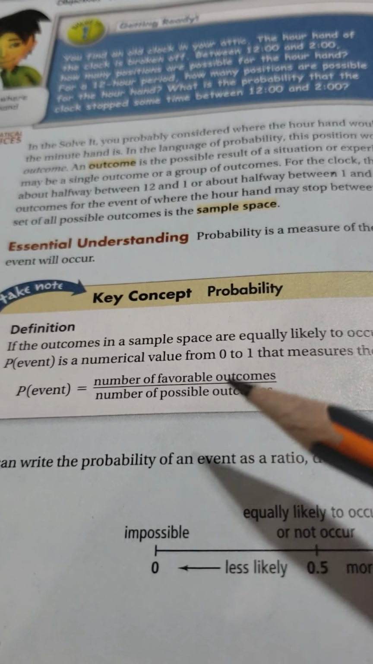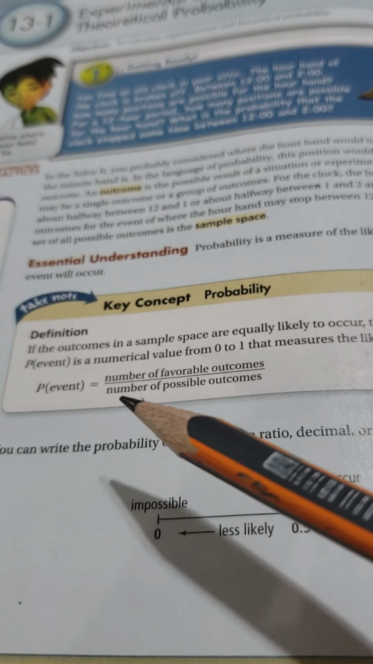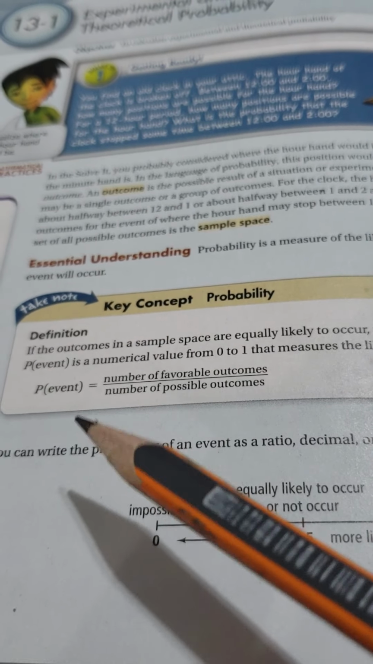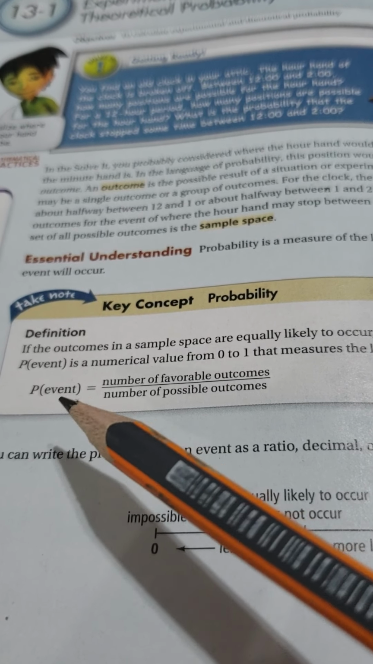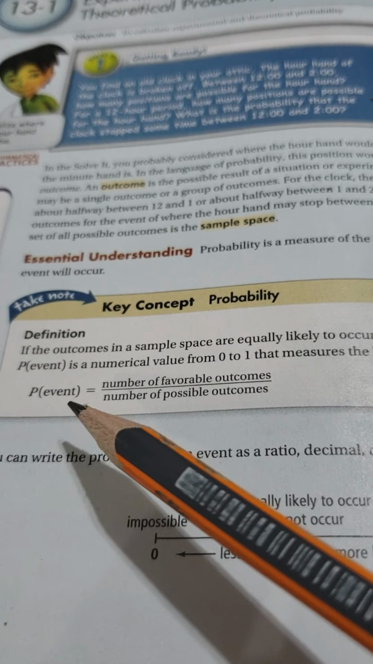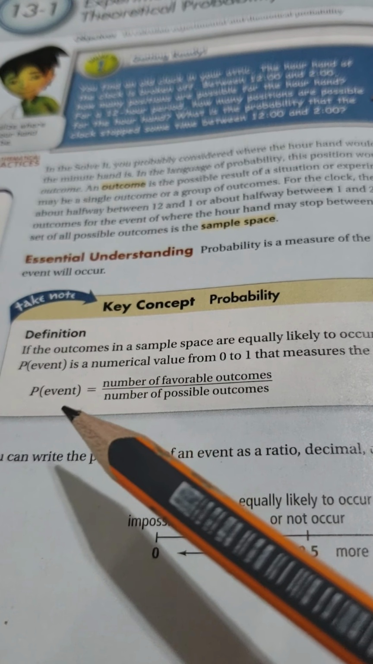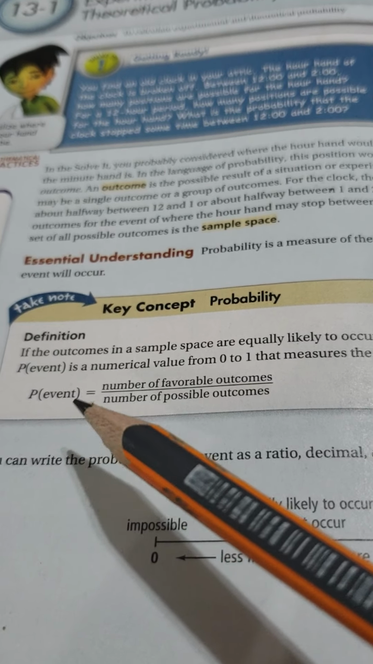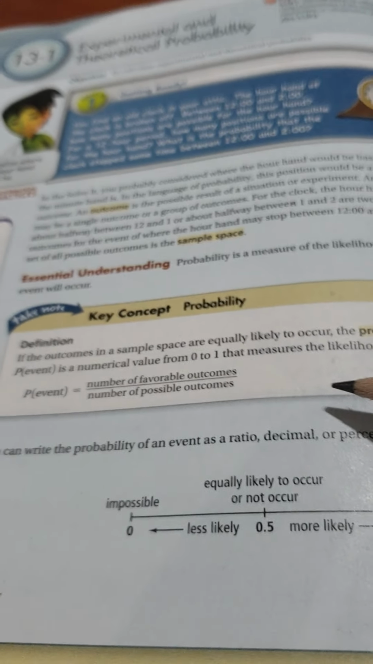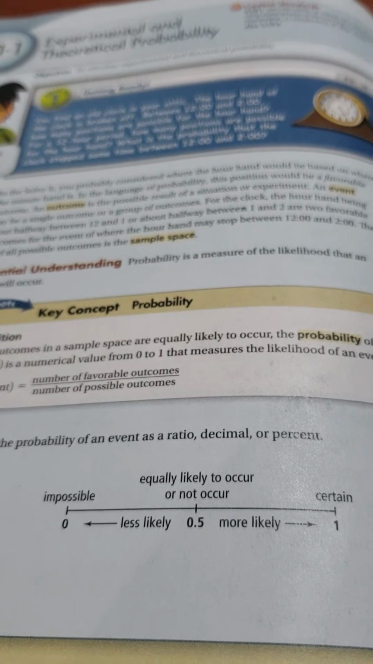Now, what happened in this one? Here we have the definition of the probability: P of event. We write in the parentheses the kind of event we are expecting. For example, we are expecting a marble that is red. It is P of red, for example, the probability to have a red marble from a bag.